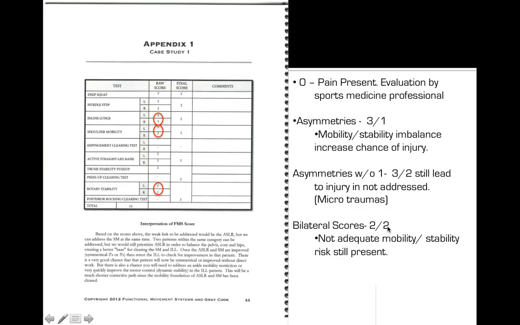Bilateral scores, 2 and 2, are balanced. It's not adequate mobility or stability. There is still a risk present, but it's significantly less because at least it's balanced on both sides.